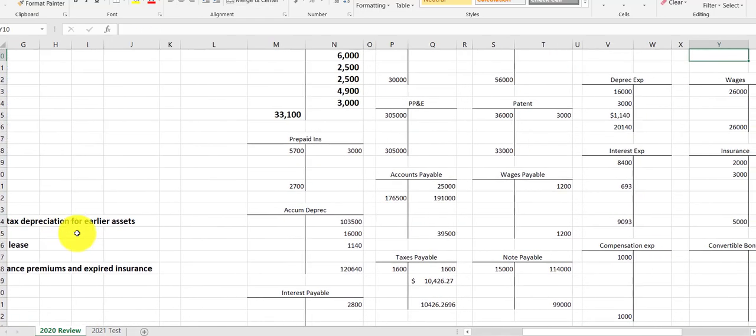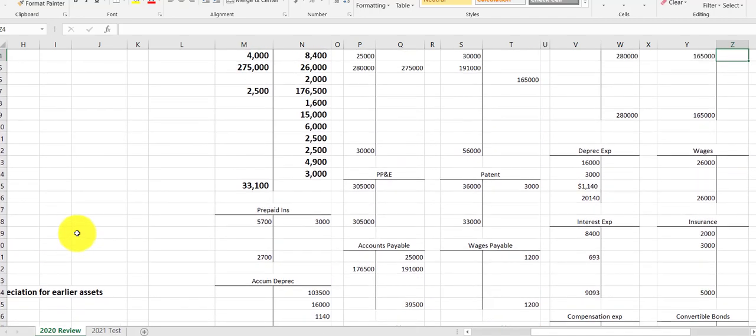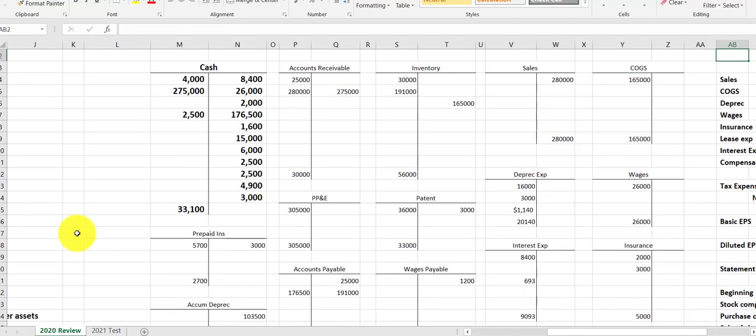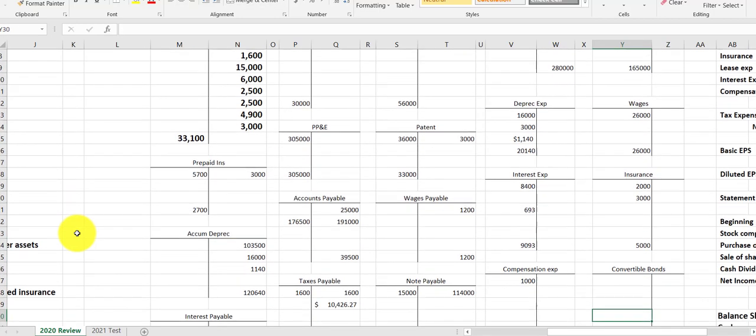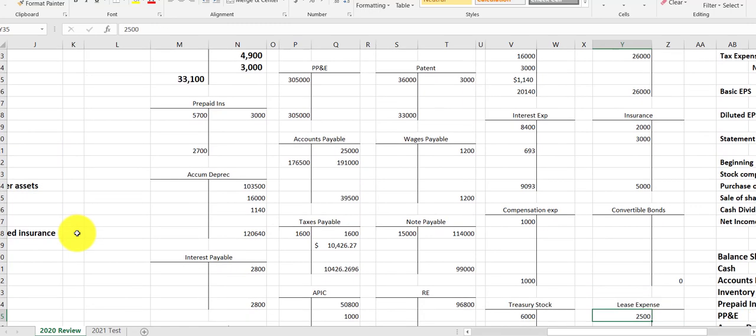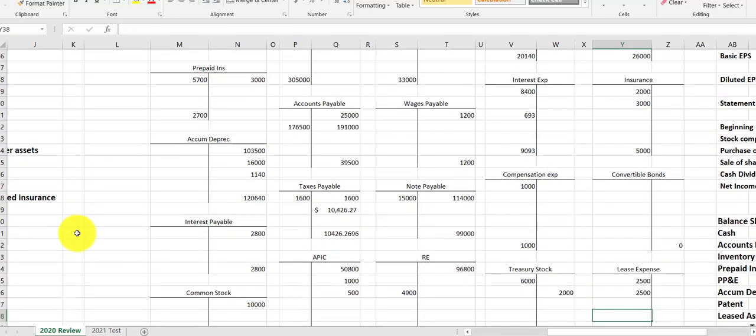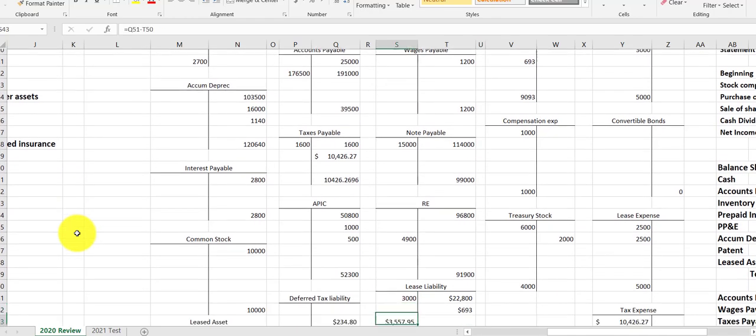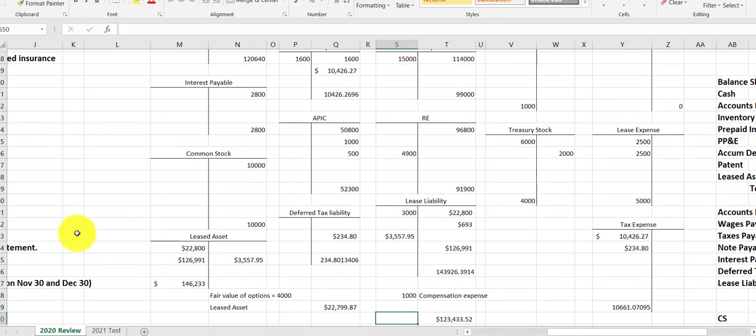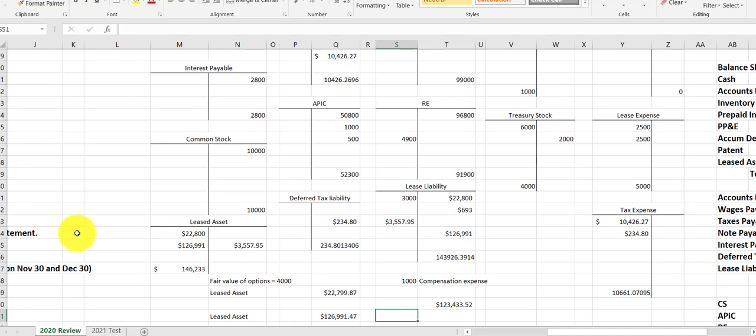And here you see the T accounts. A lot of transactions in cash. Got cost of goods sold, $165,000, and so forth. There's our interest expense, insurance, accounts payable. We haven't done our taxes yet, but we'll come back to that. And deferred tax liability, and so forth.